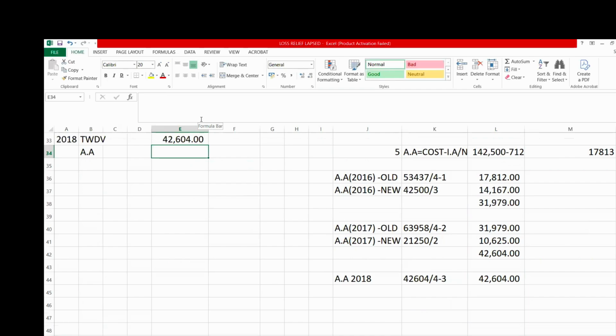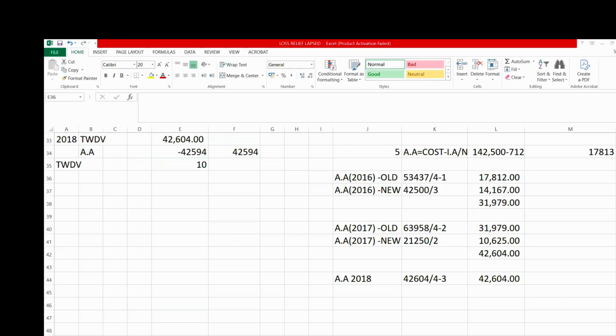42,604 minus 10 naira. So that will give us what? 42,594 will now be the value forward for the capital allowance. So tax written down value will now give us 10 naira, which is the value you are going to retain as the nominal value of the asset. That will be the carrying amount.